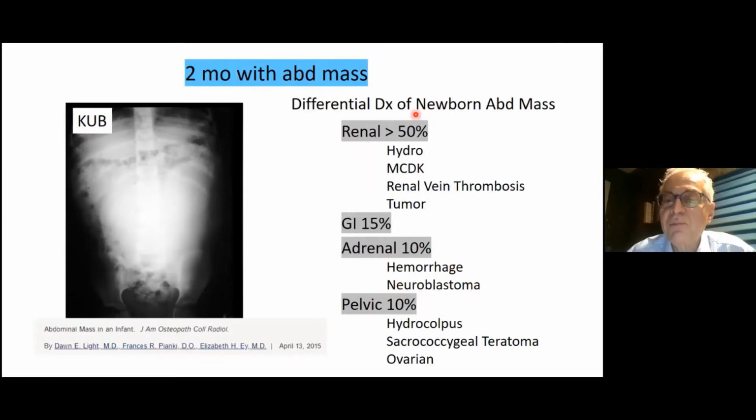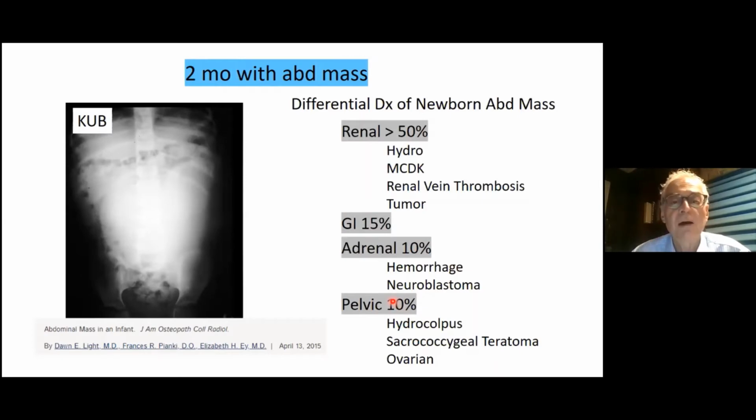So about 50% of newborn abdominal masses are renal, and you know, hydronephrosis, multicystic dysplastic kidney, renal vein thrombosis, occasionally tumors, right? 50% renal, adrenal, pelvic, etc. Okay, so that's this one.